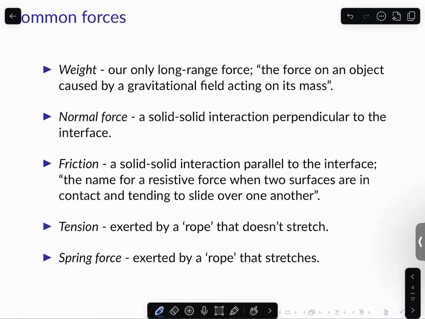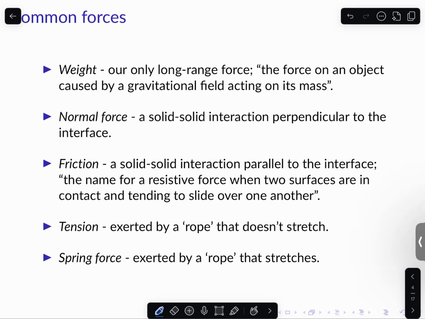I'm going to say, there's another thing that I should add to this. When two surfaces are tending to slide over one another, that can mean when two surfaces are trying to. Tending is perhaps too subtle a word here. Tending does not mean they have to be in relative motion. So far, so good? Okay.